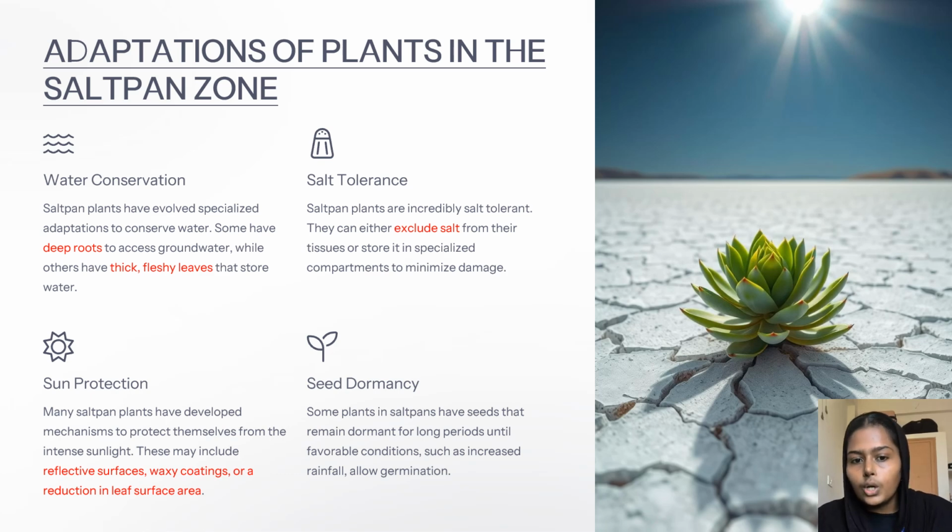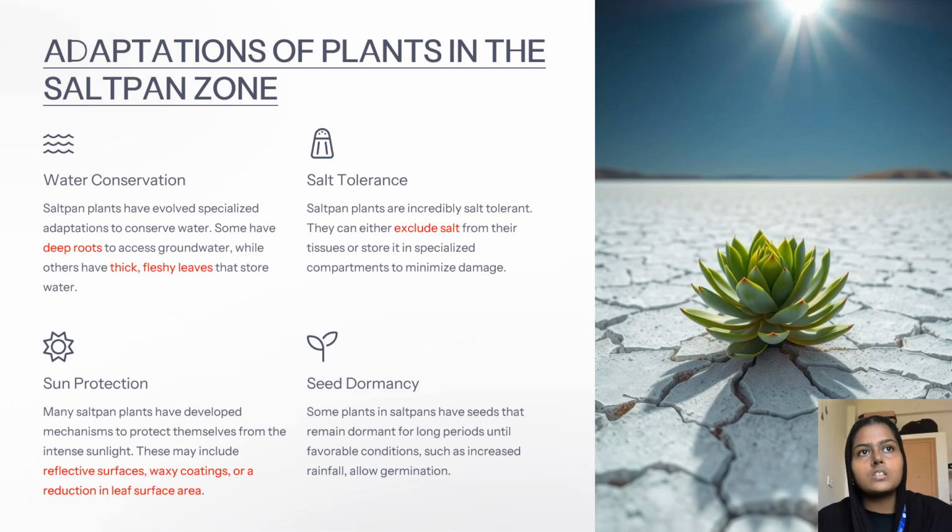Second one is salt tolerance. Since these plants take up highly saline water, they either have a mechanism to exclude the salt. They do not even take the salt water. They just filter out the salt and take the water into their tissue. Or they have compartments in their system where they can store these salt molecules without those molecules causing any disruption in their normal metabolic processes.